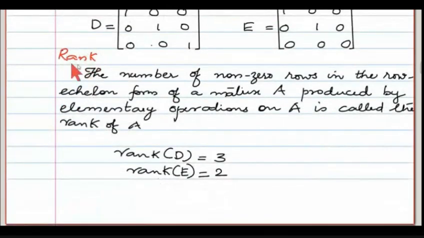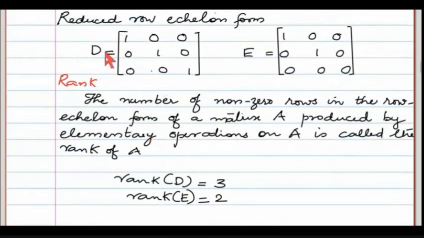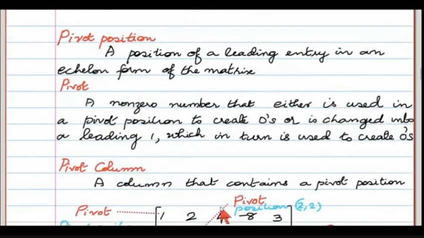Then the definition of rank. The number of non-zero rows in the row echelon form of a matrix A produced by elementary operations on A is called the rank of A. So we have reduced row echelon forms D and E. How will you find the rank of D and E? The number of non-zero rows. How many non-zero rows are there in D? This is non-zero, so 1; again non-zero, 2; again non-zero, 3. So the rank of D is 3. What about the rank of E? First non-zero, second non-zero. Here we don't have any non-zero values.